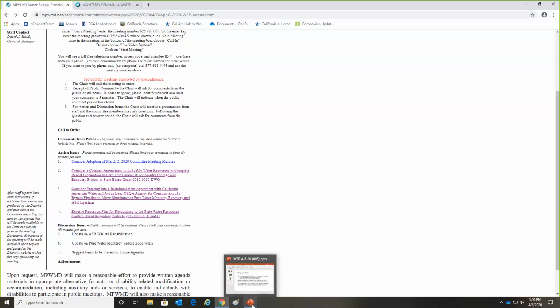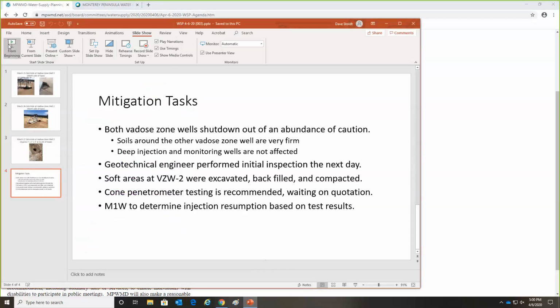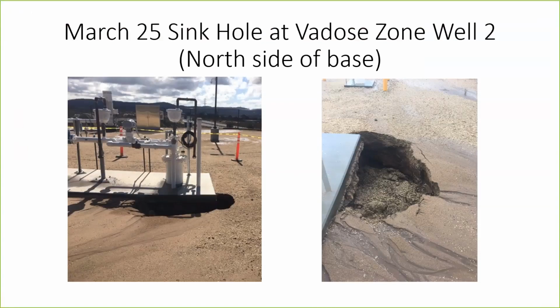We'll go to item number 6, update on Pure Water Monterey Vado zone wells. Yep, this will be relatively short. Maureen, are you still with us? I am. I'm not able to see the internet, but I've got phone and I've got the presentation up on my computer. Okay, great. So we're on the first slide.